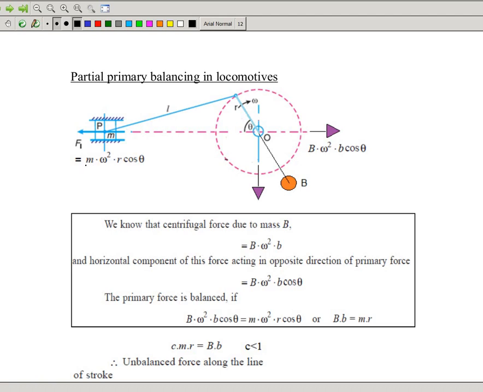In our previous lecture, maybe we have written it as m with a suffix r, but here we have dropped it for the sake of convenience. So it is m omega square r cos theta, and this is primary balancing because you remember that this is the expression of piston acceleration with the first term, and there is a second term omega square r cos 2 theta by n. So we have not considered the second term, so it is partial primary balancing because we are only interested in balancing the primary part of the inertia force.